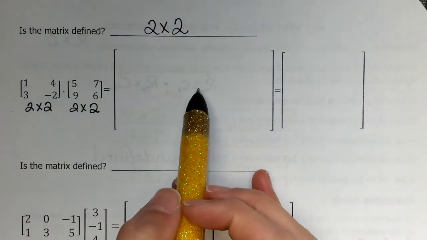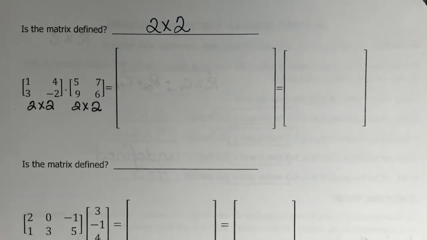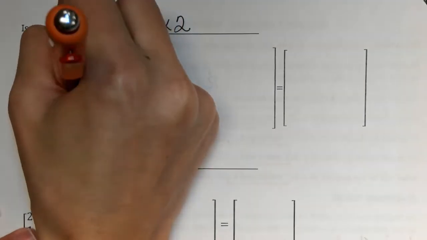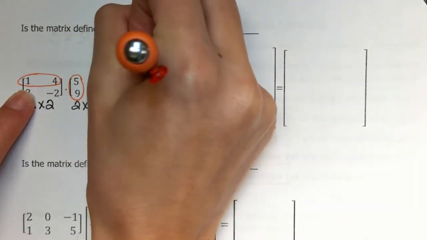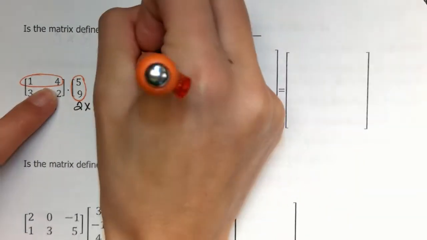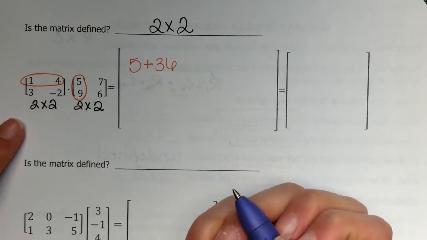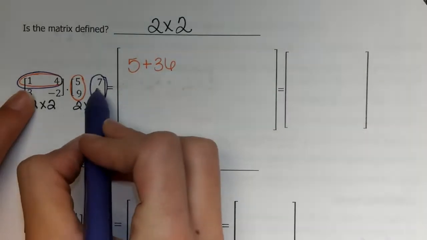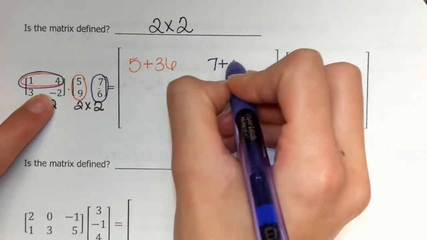These do not have to be this big. It's going to be the same thing we've been doing. Okay, the first two examples, same thing we're doing. So I'm going to do first row times first column. 1 times 5 plus 4 times 9. Okay, then I'm going to do first row, second column. 1 times 7 plus 24.